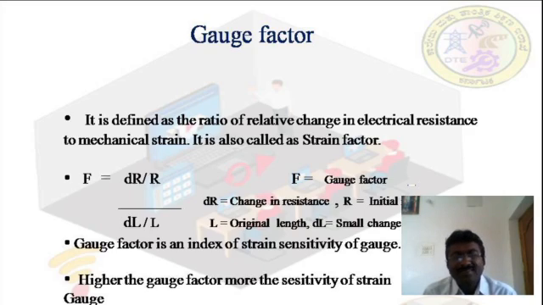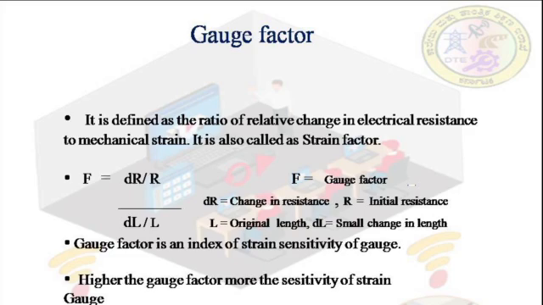Mathematically, it is expressed as F is equal to dR by R divided by dL by L, where capital F is the gauge factor or strain factor, dR is the change in the resistance, R is the initial resistance. That is, capital R is the resistance of the wire before the load is applied.